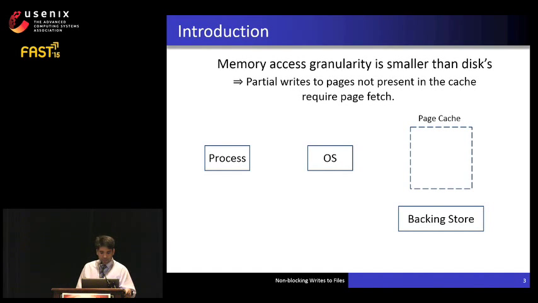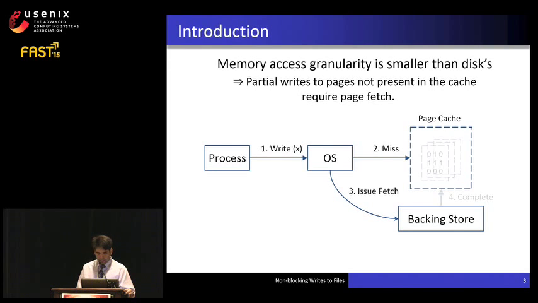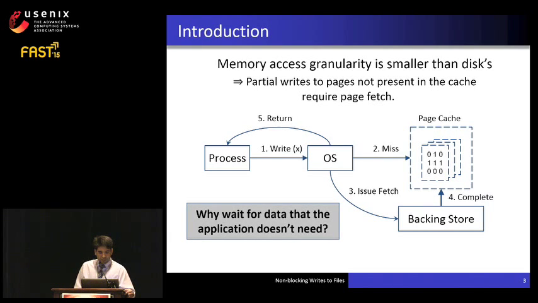A process will issue an asynchronous write system call. The OS will handle this, and it will realize that there is a miss in the page cache. At that moment, the OS will issue a fetch and will put the process to sleep. Later in time, when the high latency I/O finishes, the page will be present in the page cache, and the OS will apply the changes that were requested by the application. Later on, the process will regain control to keep executing. But why wait for data that the application doesn't really need?